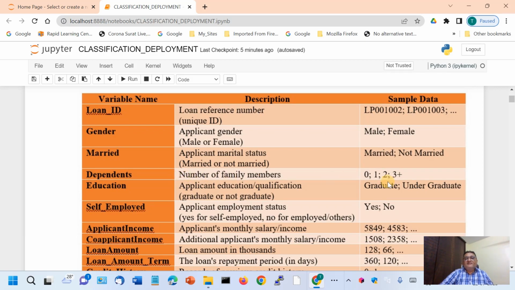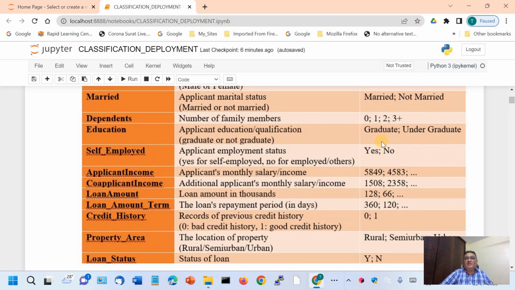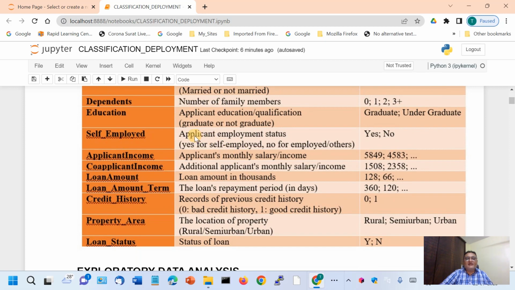And we will see by quick exploratory data analysis how to know this. Then dependents. How many dependents are there? Again, there are only four categories. Either no dependents or one, two, or three or more. We are clubbing them into one category. So that is how it is. Then applicant educational qualification. So graduate, undergraduate, postgraduate, what is the educational qualification? Then applicant employment status. If the applicant is self-employed, then say yes, or if he is not self-employed, then say no.